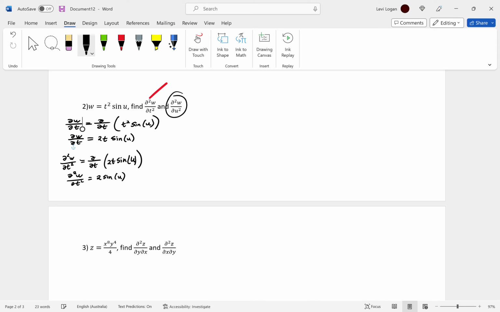Let's take a look at this one. Alright, so we're going to differentiate the whole thing with respect to u. So t is our constant now. So differentiating the entire thing with respect to u, t squared sine of u. Treat the t squared as a constant because it is, because it's taking the partial derivative. Differentiating sine, that turns to cosine, so t squared cos of u.